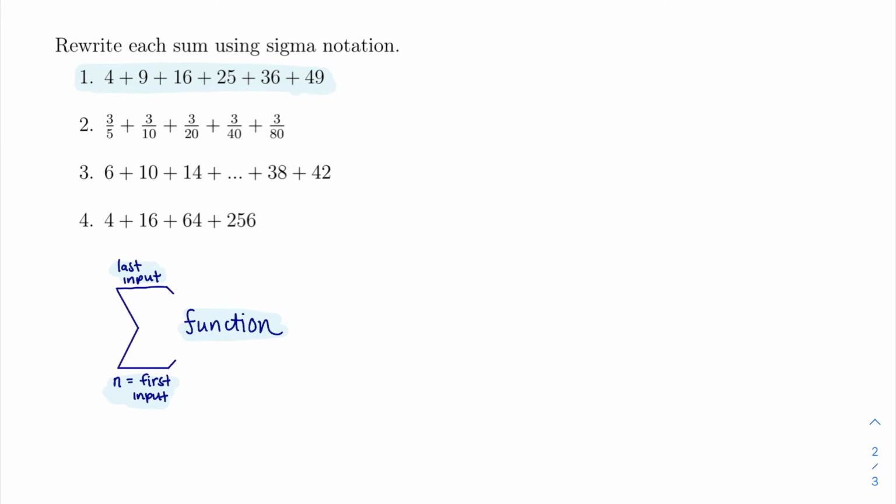And the pattern I notice here is that these are perfect squares. So when you can recognize a pattern like that, what you want to do is rewrite all of the terms so they fit within the pattern. So instead of 4, I'm going to write it as 2 squared. Instead of 9, 3 squared. Instead of 16, 4 squared. Instead of 25, 5 squared. Instead of 36, 6 squared. And instead of 49, 7 squared. Because then this allows me to see what is changing and what is staying constant.